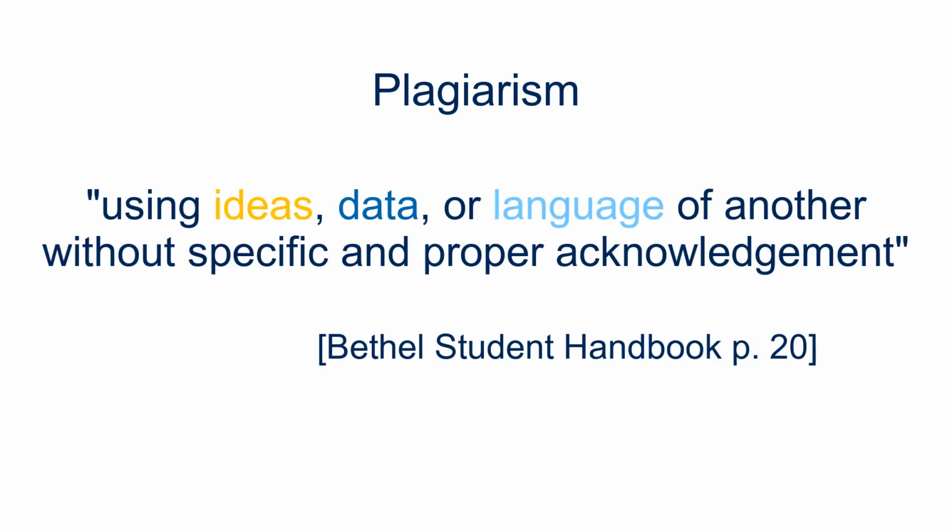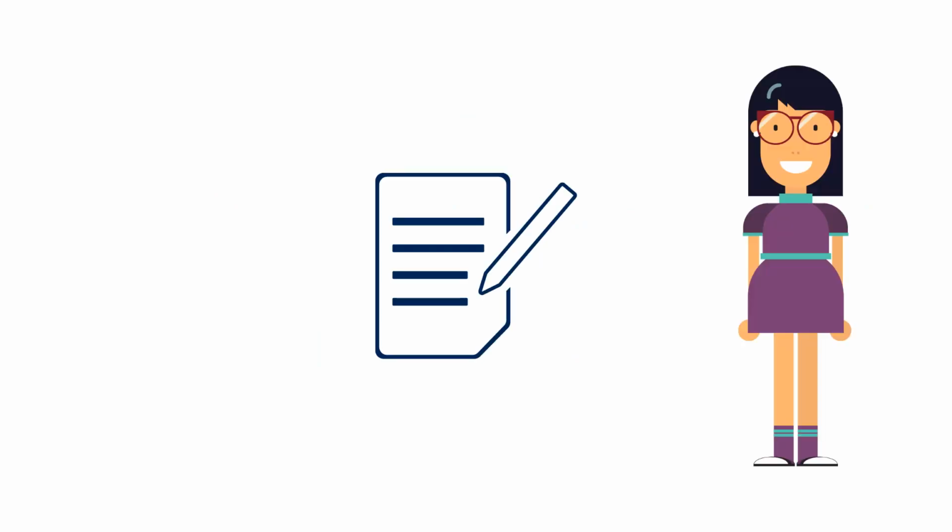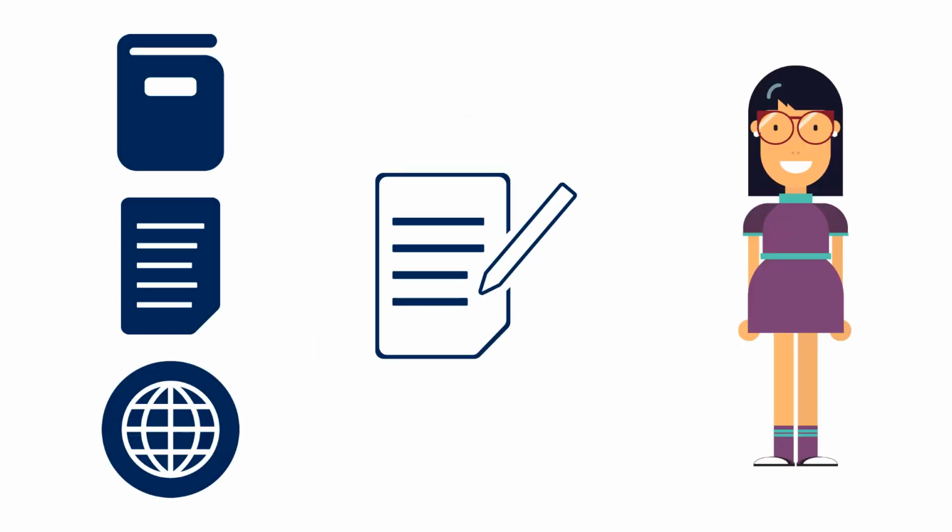Plagiarism is defined in Bethel's student handbook as using ideas, data, or language of another without specific and proper acknowledgement, and it includes things like failing to cite a reference or use quotation marks where appropriate. It's the easiest form of academic dishonesty to commit, so easy that students sometimes don't even know they're doing it. Dana needs to be sure that every time she uses phrasing or ideas she finds in other sources like books or articles or websites, she always acknowledges the original source.